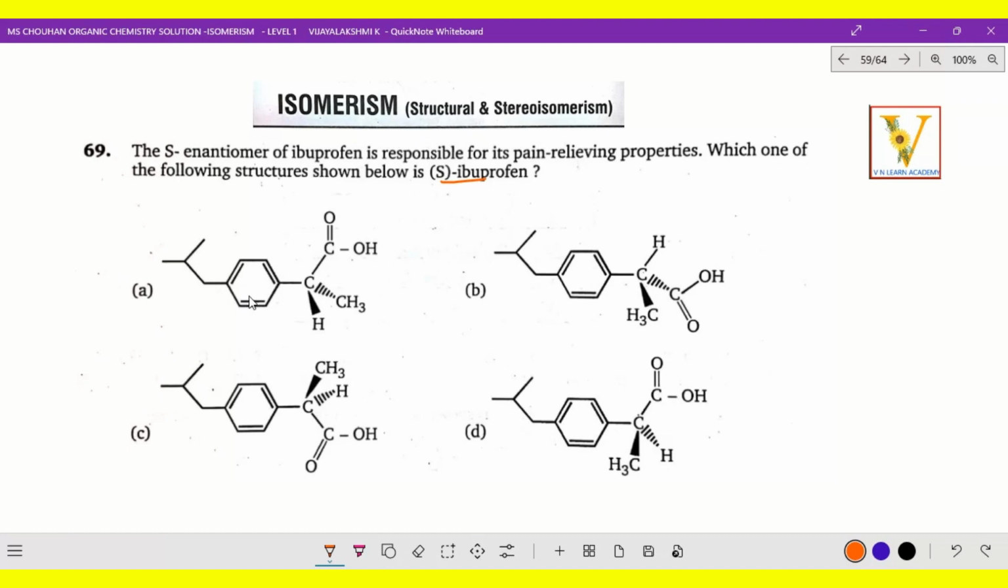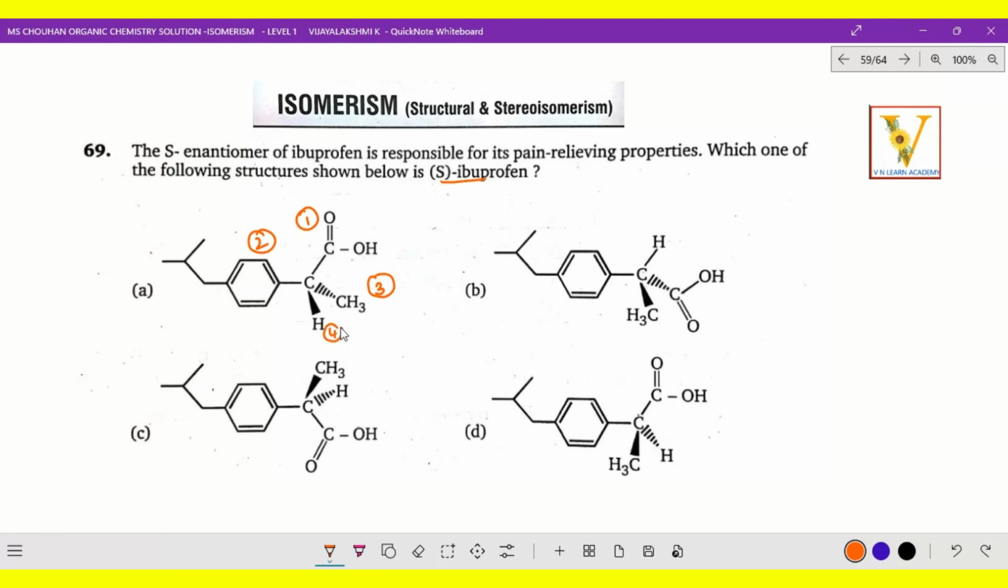Here also it is RS configuration. See how many times you are learning about RS configuration, how many questions you are seeing. Okay, now COOH will be priority 1, and the second one is the benzene structure, so the double bond resonance is there. So that is number 2. And of course, the methyl group is 3.